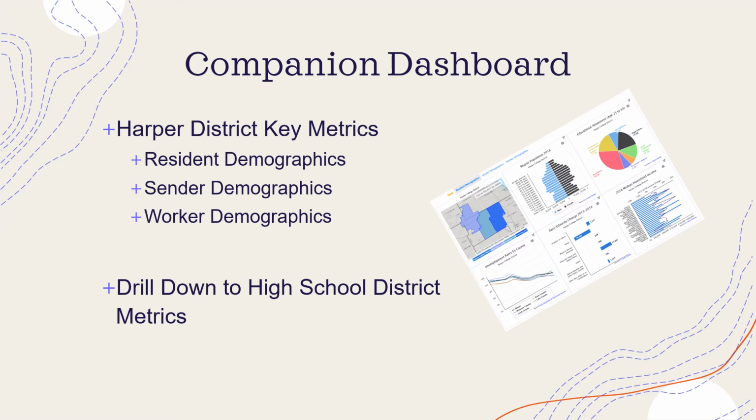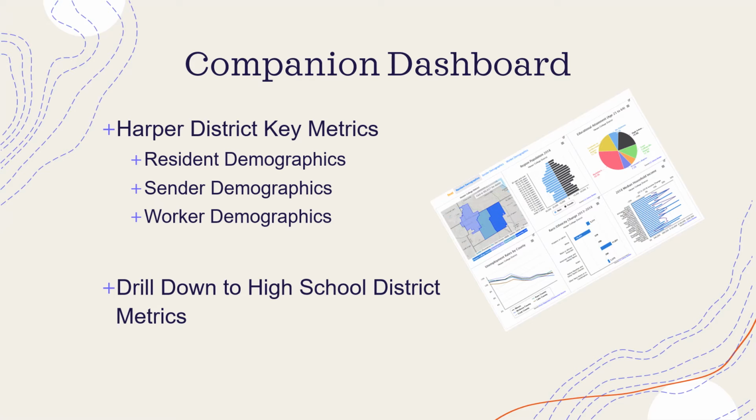The environmental scan report is typically close to 100 pages, and while all of that information is needed to provide a clear picture of the Harper District, it is a bit overwhelming for most. To overcome this challenge, the folks at NIU developed a companion dashboard in 2014. The dashboard is limited to a few key metrics, and each time we conduct a new scan, the dashboard is reviewed and updated. It's divided into 3 sections: resident demographics, sender demographics, worker demographics. What's really innovative about the dashboard is the ability to drill down to each of the 3 high school districts.